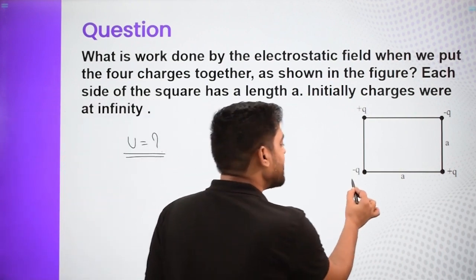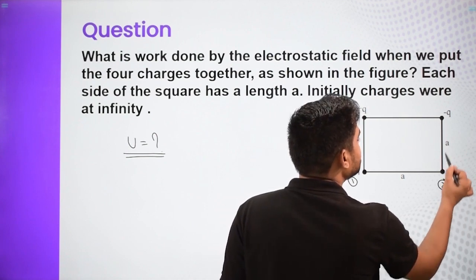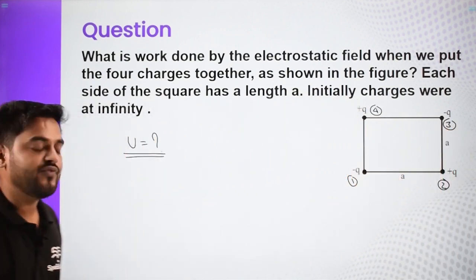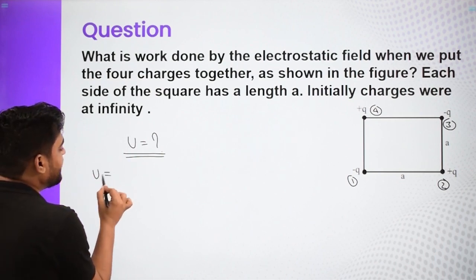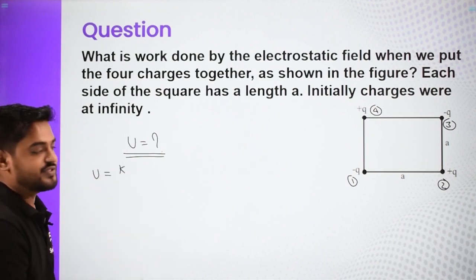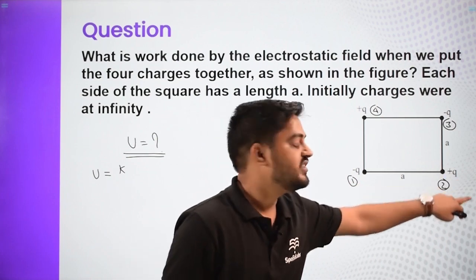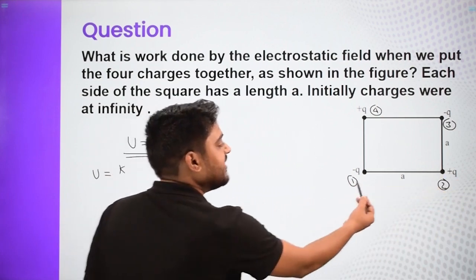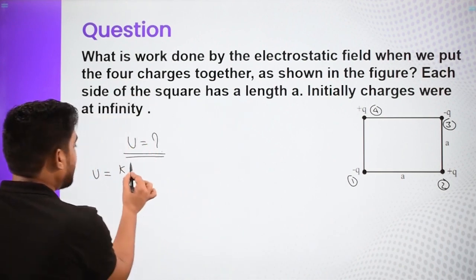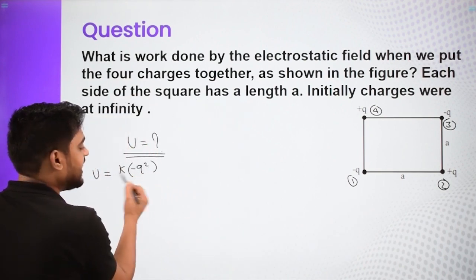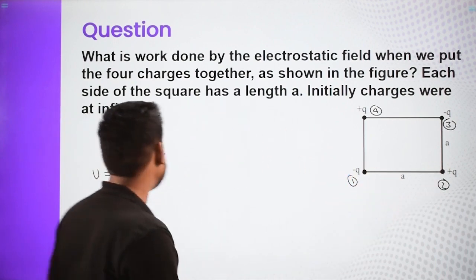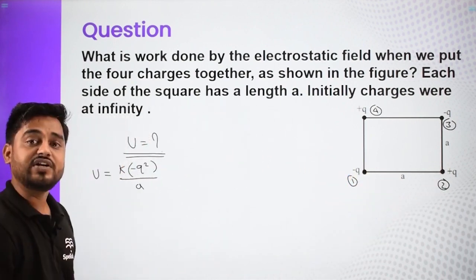Now I am just giving them numbers. This is 1, this is 2, this is 3, this is 4. So how do we write for 4 charges? I will write first K, Q1, Q2. So what is 1 and 2? Minus Q and plus Q. We take the charges with sign. So it is minus Q into plus Q, which is minus Q square. So K, Q1, Q2 by R12. R12 is the distance between these two, which is A. Now 1 with 2 is done.